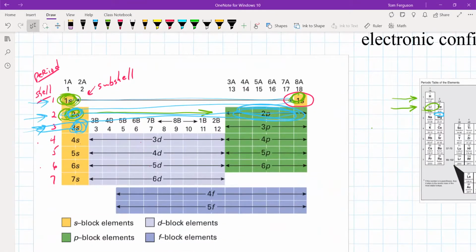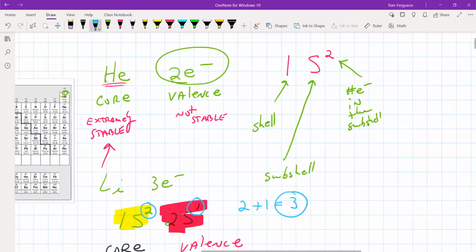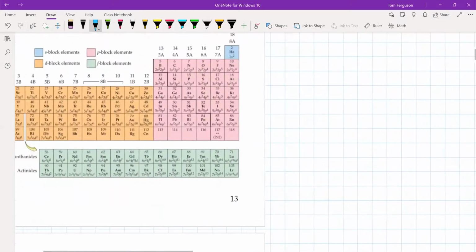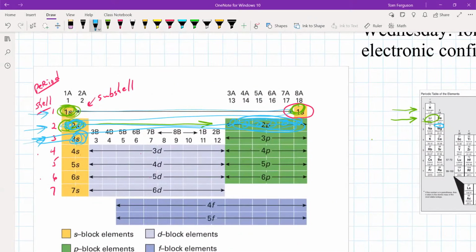Now, how did I come up with 6? 1, 2, 3, 4, 5, 6. Now we're not at the 3 level yet. Okay, we've only accounted for 2, 2, 6. That's 10 electrons. So we have 2 left. So that's where magnesium is right here. 1, 2.